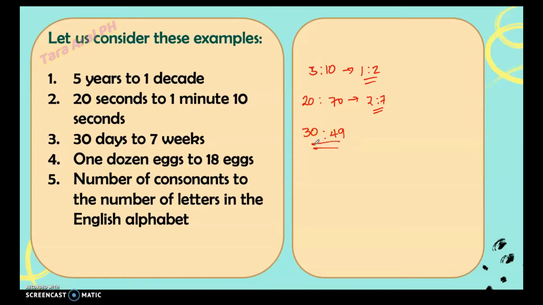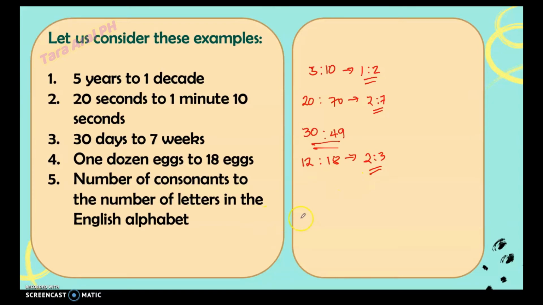30 is to 49. Next, 1 dozen eggs to 18 eggs. So it's easier for us to convert this dozen into the number of eggs. So 1 dozen is 12, which is 12 to 18. And when we simplify that, we have 2 is to 3.